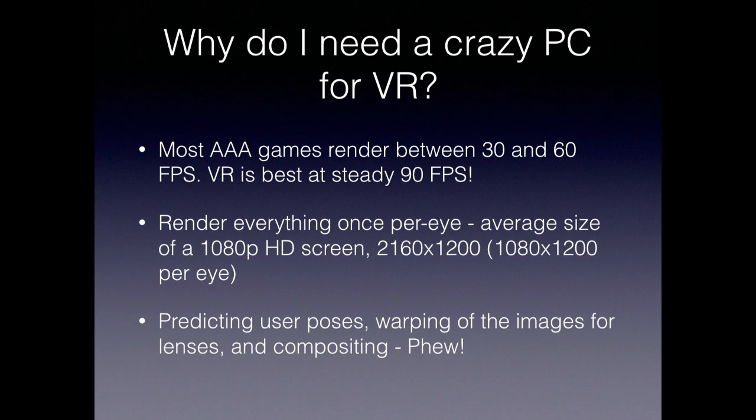The thing is, most AAA titles, these are from the big studios, render between 30 and 60 frames per second. 60 frames per second on a normal game on one screen is usually pretty good. But for VR, you need to be at least a steady 90 frames per second. Some developers will even target 120, but it's better to maintain that steady 90 than to occasionally pop up to 120. So try and keep it steady at 90 frames per second. It's a lot.